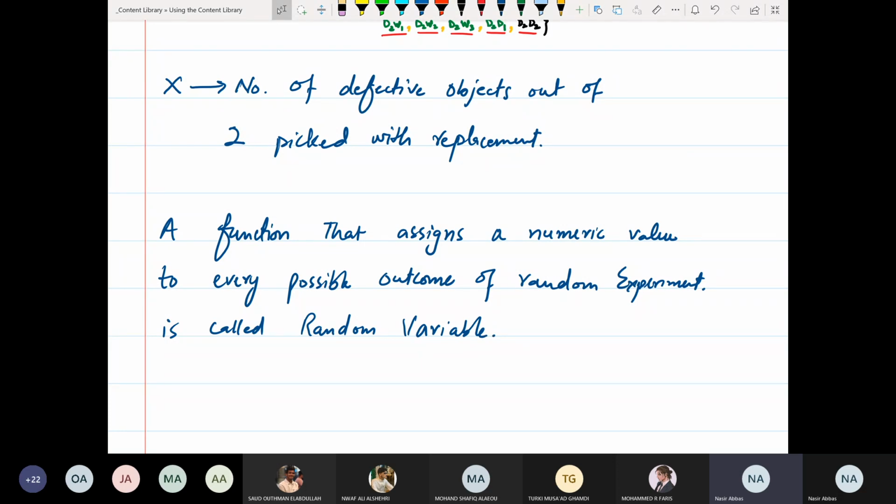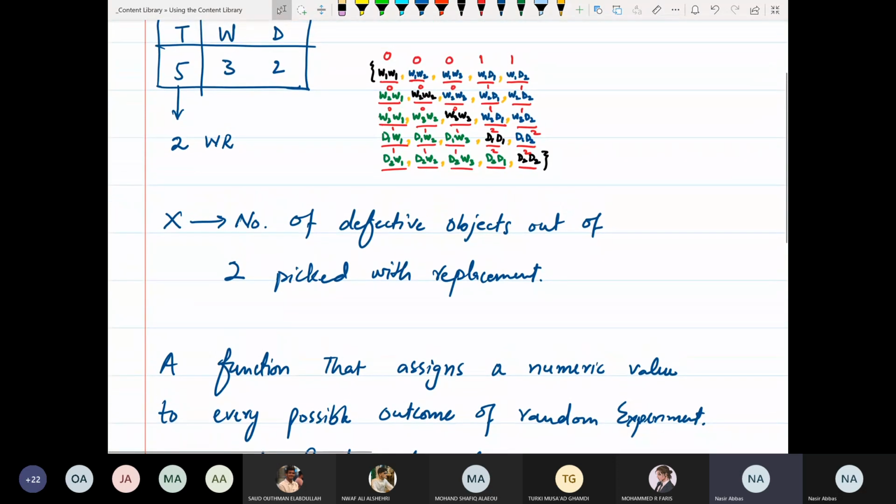So such a function that assigns a numerical value to every possible outcome of a random experiment is called a random variable. Again, like the outcomes of a random experiment are unpredictable, the value of the random variable is also unpredictable.